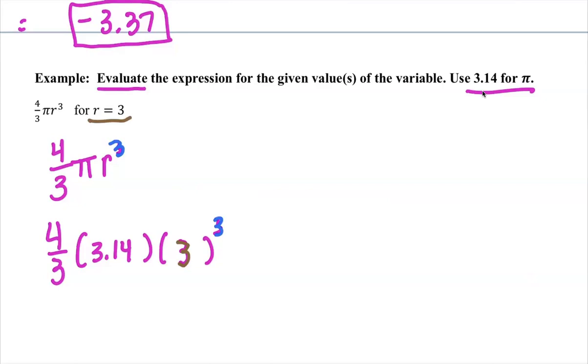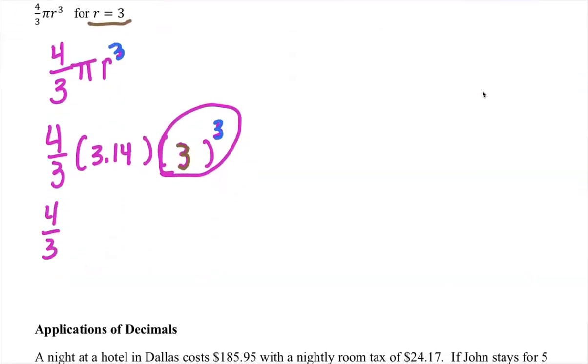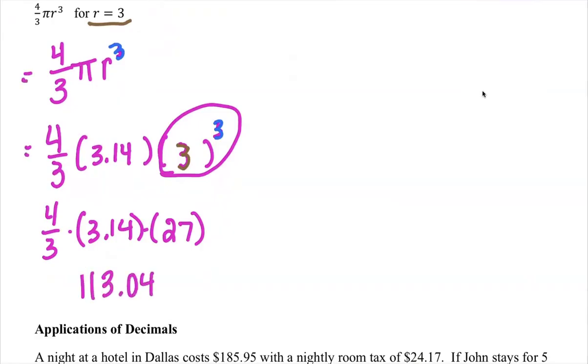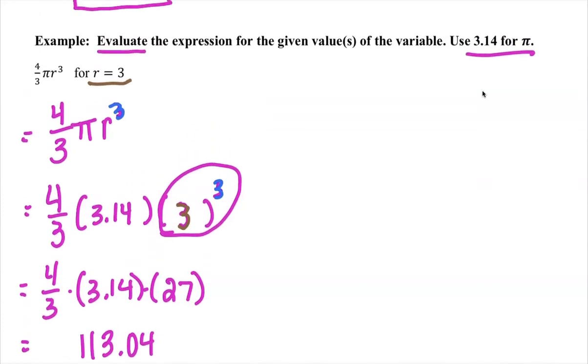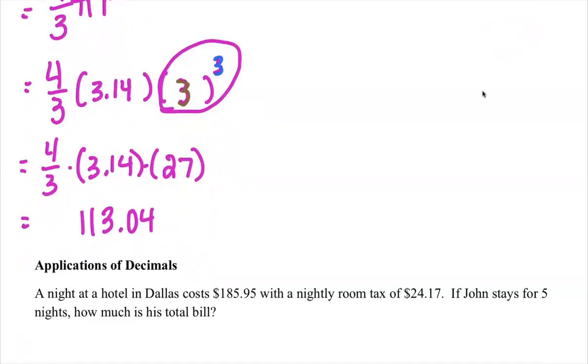So now we follow our order of operations. Exponents would happen first. So we'd have 4/3 times 3.14 times 3 times 3 times 3 is 27. Now it's all connected by multiplication. So I'm going to stick all of that into the calculator. So 4/3, and you could do 4 divided by 3 and then times 3.14 times 27. And it should be 113.04. All of these expressions were equivalent. We stop at the most simplified one. So 113.04.